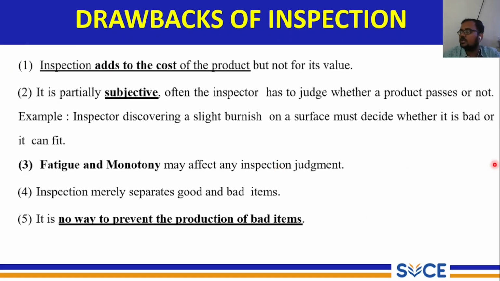Now, what are the drawbacks of inspection? The key drawback of inspection is that it adds cost to the product, but it doesn't bring any value. Of course, we have been discussing lean in the earlier chapters, right? What lean gives you is the elimination of waste, and the definition of waste is adding only cost and not value to the product. So of course, inspection is considered to be a waste.